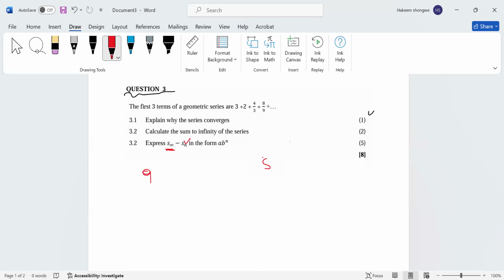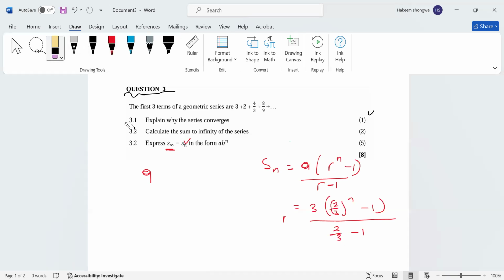Because some of the things, you just have to get marks along the way, even if you don't get to the final answer. So Sn is equal to A times R to the n minus 1, all over R minus 1. Our A is 3. Then R is 2 over 3, to the power of n, minus 1, close bracket, all over 2 over 3 minus 1. And then we're supposed to use the other one, the one of 1 minus R, but it's fine.